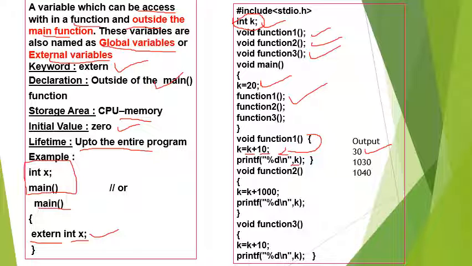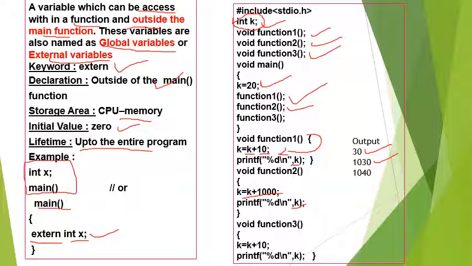Now, function 1 calling is over. It will return to the main function. Then function 2 is called from the main function. What happens in function 2? It is making k equal to k plus 100. But what is the value of k now? It is 30 here, so it will be stored as 100 plus 30, that means 130. It will print as 130 here.